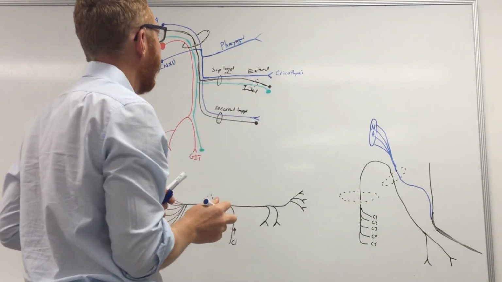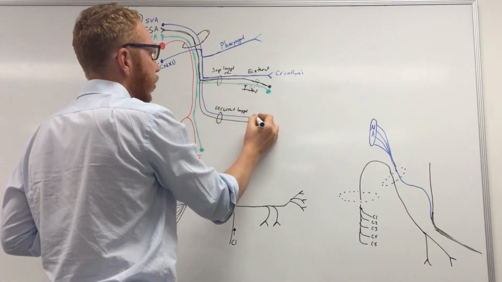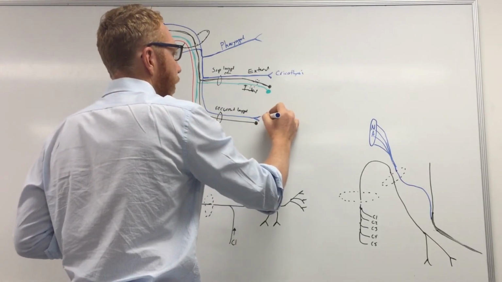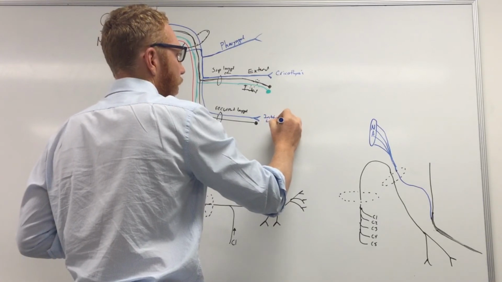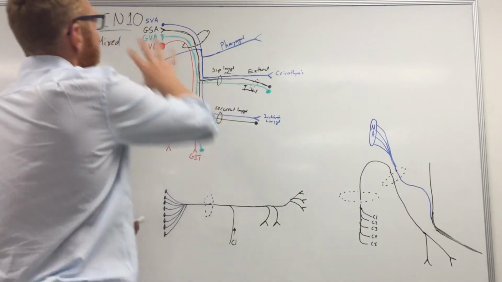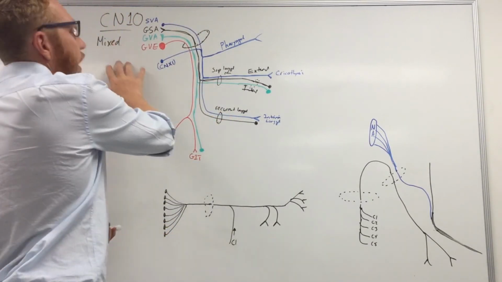vocal cords, and that taste coming from the vallecula. And then finally, the last bit of the motor is going to come down in the recurrent laryngeal, and that's going to innervate all those intrinsic laryngeal muscles. So they're all the muscles that will help move the vocal cords. And so from that you can see the basic components of the vagus.